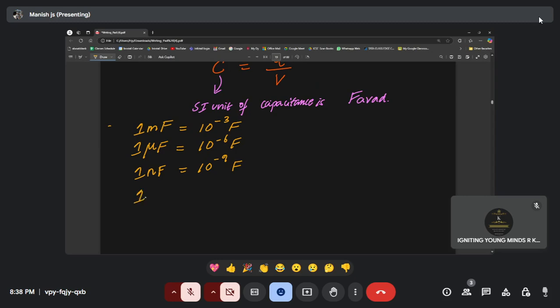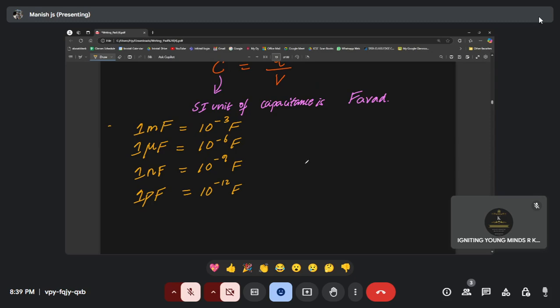And 1 picofarad, any guesses? 1 picofarad is 10 power minus 12 farad. You can see the differences are all in multiples of 3. First it is 3, then 6, 9, 12. Milli means 10 power minus 3, micro is 10 power minus 6, nano is 10 power minus 9, and pico is 10 power minus 12.